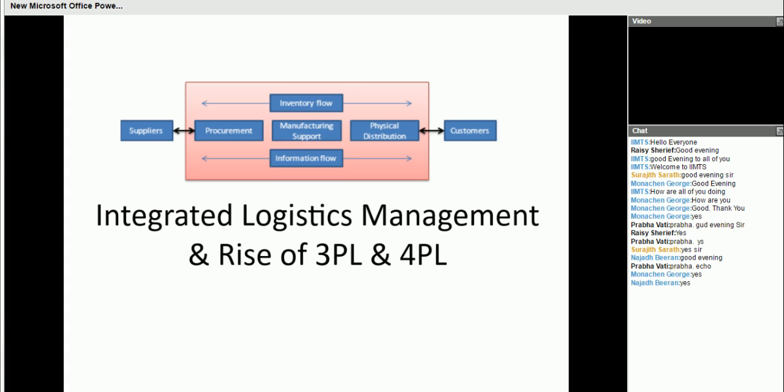Echo, 1 second. Is it fine now, Prabha? Or is it still echoing? Still echoing. What about others? Can others hear me clearly or is it still echoing? Monachan says clear, Surajit says clear, Kevin says clear. Okay, Prabha says now it's okay. Fine. Okay.